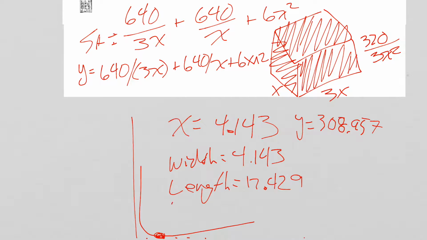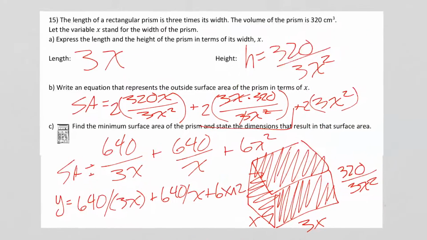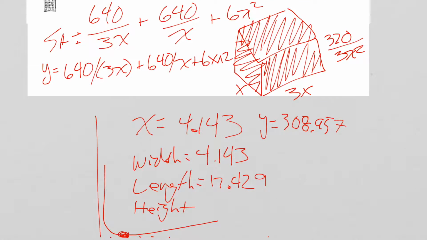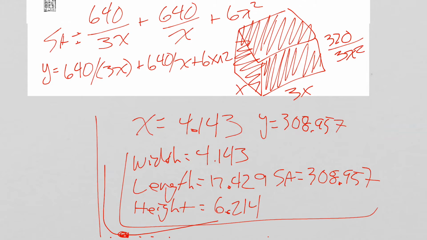And then the height, what did we say the height was? 320 over 3x squared. So 320 divided by, parentheses, 3x squared. I'm literally typing x on my calculator because it stores that variable for you. The height is 6.214. And what's my surface area? It's that y value, 308.957. And I'm a happy camper. I'm going to go check on my food.